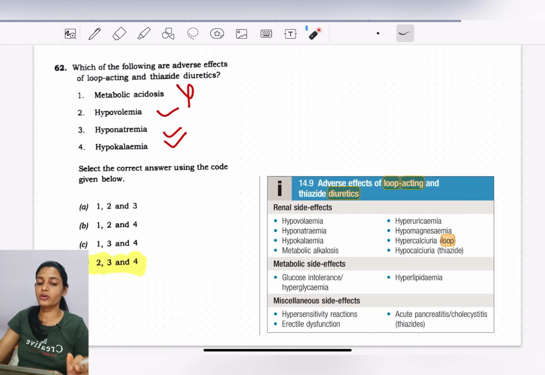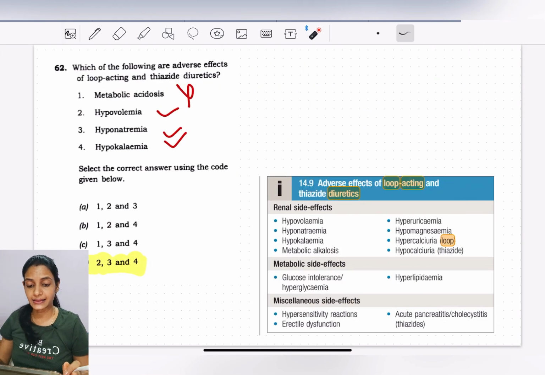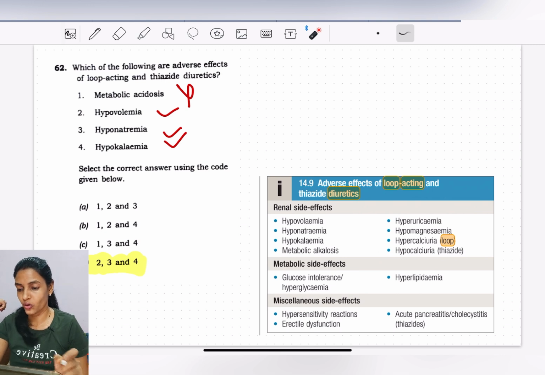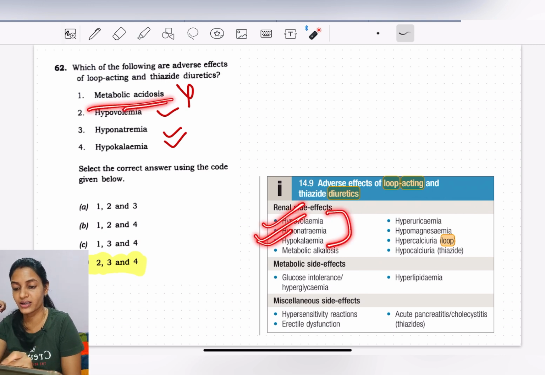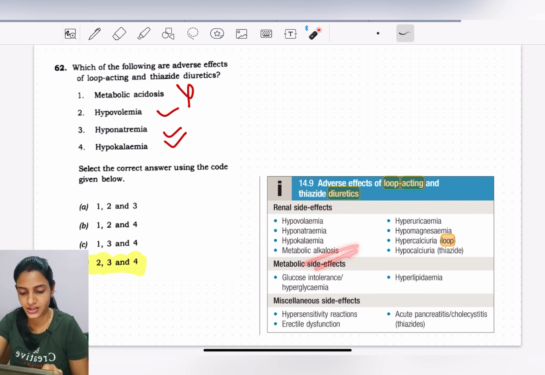Now they are talking about the adverse effects of loop acting and thiazide diuretics. So hypovolemia, hyponatremia and hypokalemia are seen. Instead of acidosis they should have given alkalosis. So 2, 3 and 4 are true in this case.